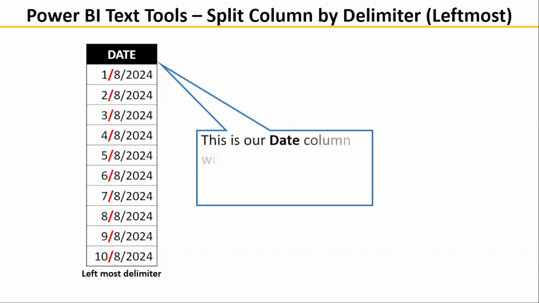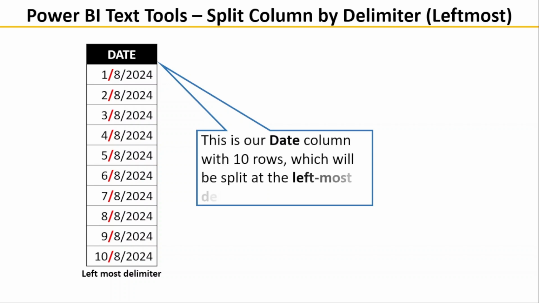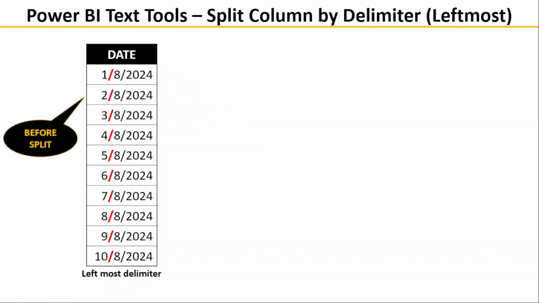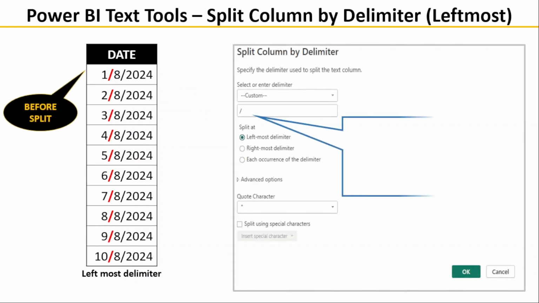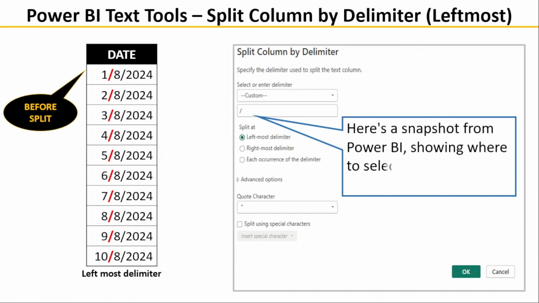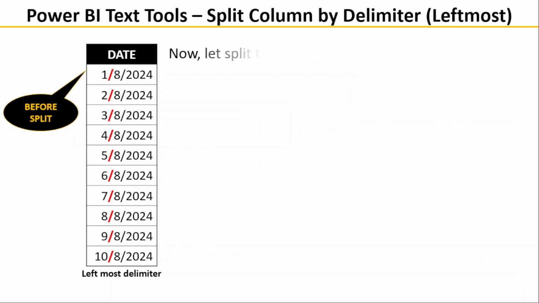Here we have our date column, and this date column consists of 10 rows, which will be split at the leftmost delimiter. Before we split, here is a snapshot from the Power BI showing where to select your split option based on the delimiter. Now let us split this date column at the leftmost delimiter.